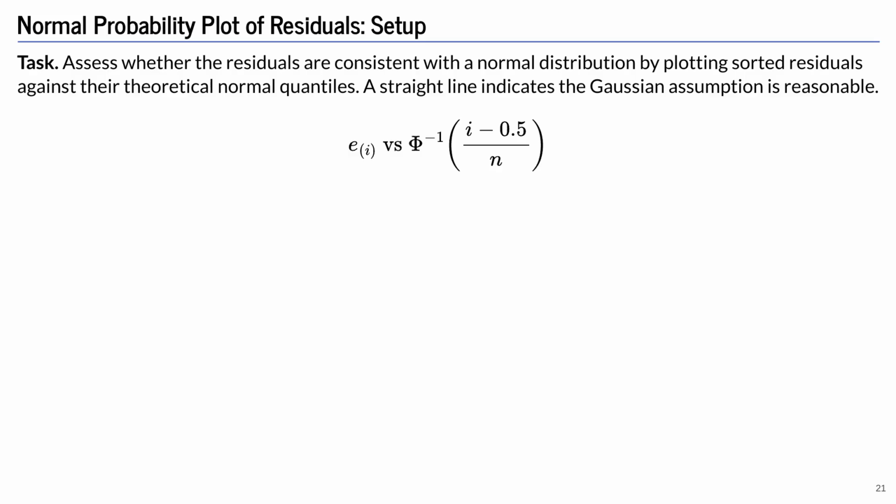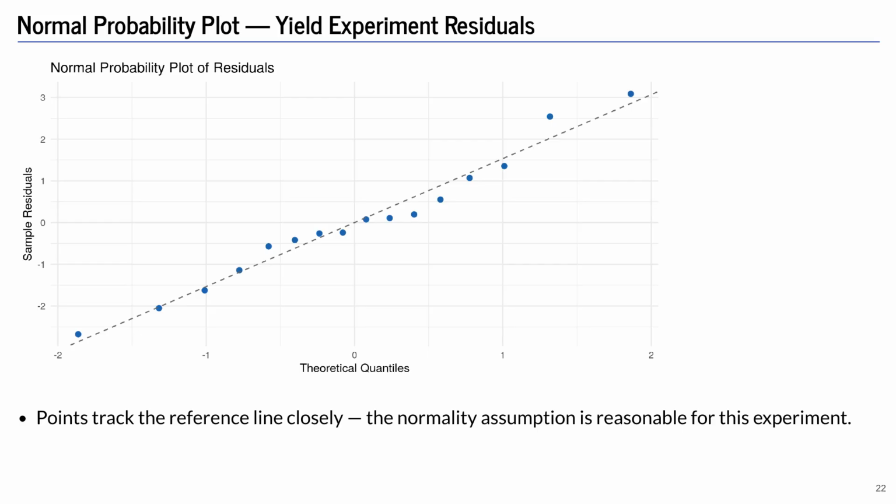One more diagnostic to run, the normal probability plot of the residuals. The question it answers is whether the Gaussian error assumption is defensible. The construction is straightforward. Sort the residuals from smallest to largest and plot each one against the theoretical quantile it would have if it came from a standard normal distribution. If the errors are truly normal, the points should fall near a straight diagonal line. The normal probability plot for the yield experiment shows the 16 residuals falling close to the diagonal reference line.